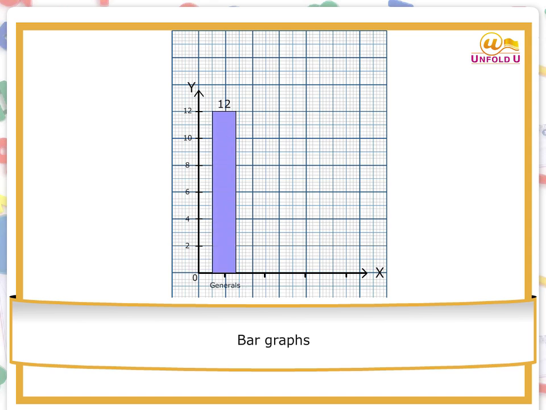Now draw a bar up to height 12 for General. Similarly, bars for OBC, SC and ST are drawn of heights 8, 10 and 2 respectively, by leaving 5 lines of graph between two bars. This represents the required bar graph.